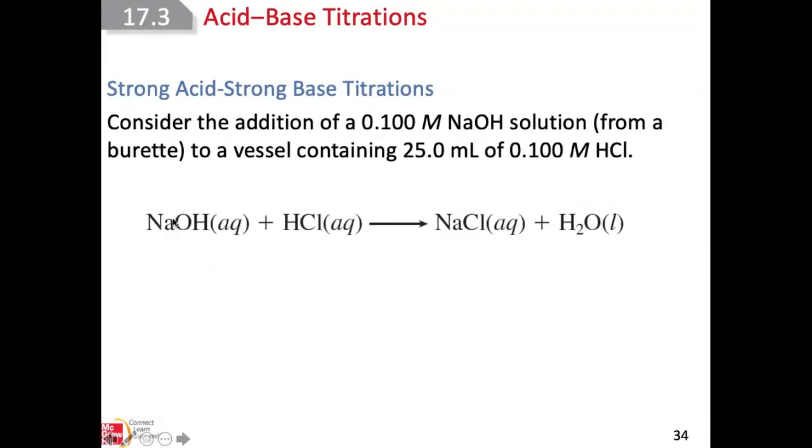So at the equivalence point, you can see OH minus plus H plus forming H2O. You can also review chapter 4, the reaction between acids and bases, or neutralization reaction, and the net ionic equation for that.